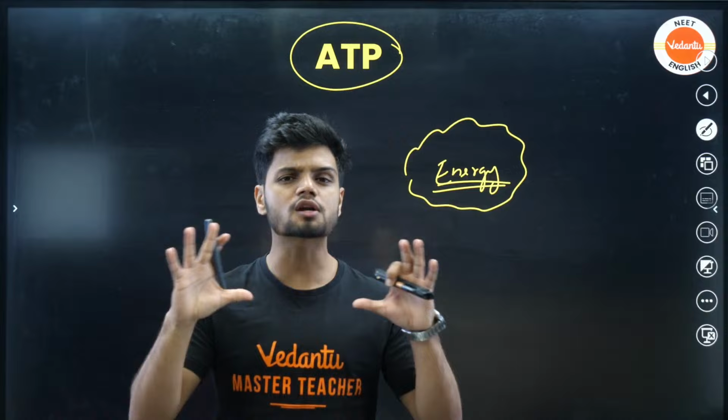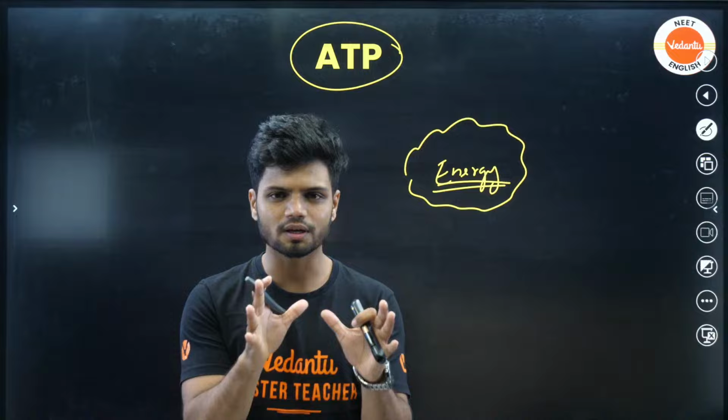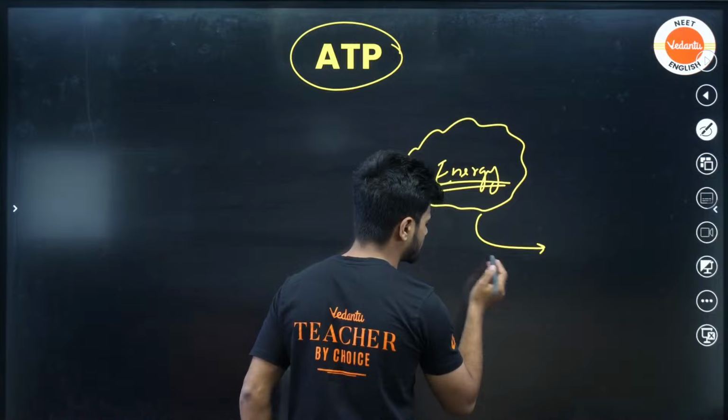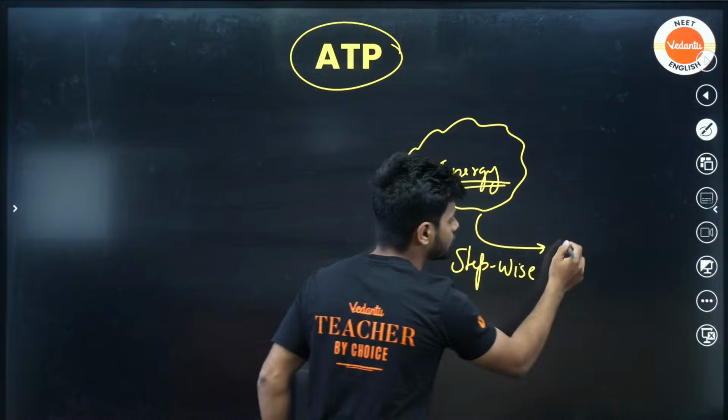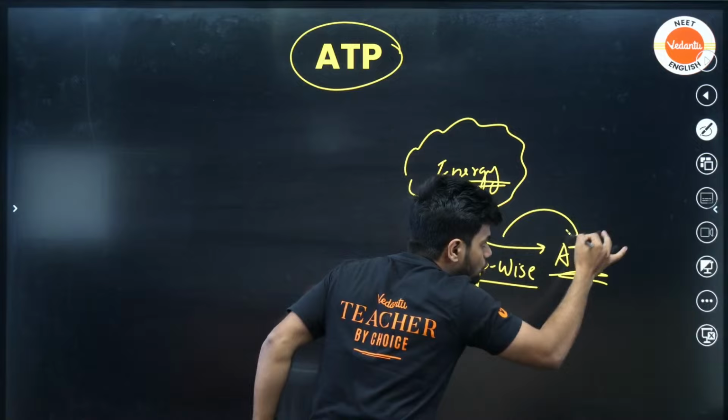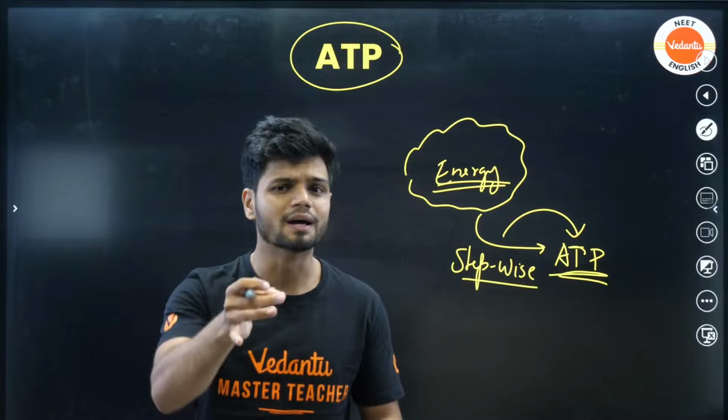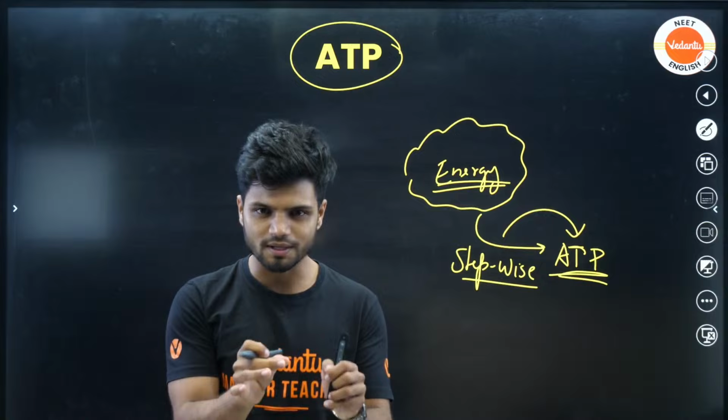So what happens in your body is, this energy is stepwise converted to ATP. This is very important, right, students? Write down this. It is stepwise converted to ATP. Now, when I say stepwise, can anyone in the chat give me an example for stepwise conversion? The answer to that is glycolysis. Remember, students, glycolysis is a 10-step process.